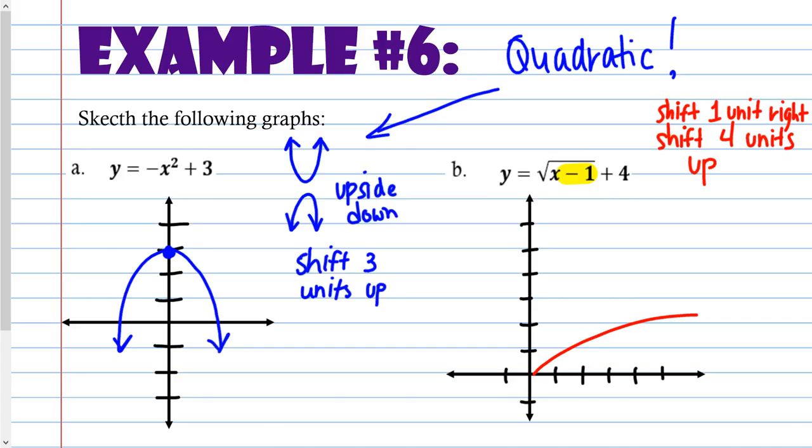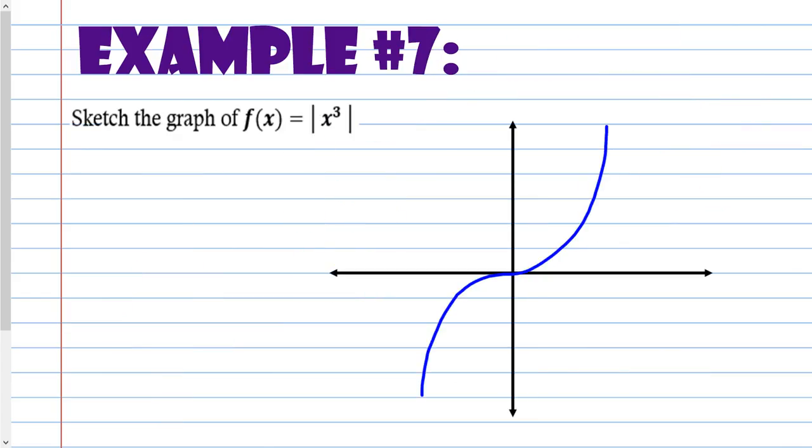So now I'm going to follow the steps. Shift 1 unit to the right and 4 units up. So it really doesn't matter which one you do first, I suppose. Let me do 4 up: 1, 2, 3, 4 up, and then 1 unit to the right. And there you go. There's my new graph.